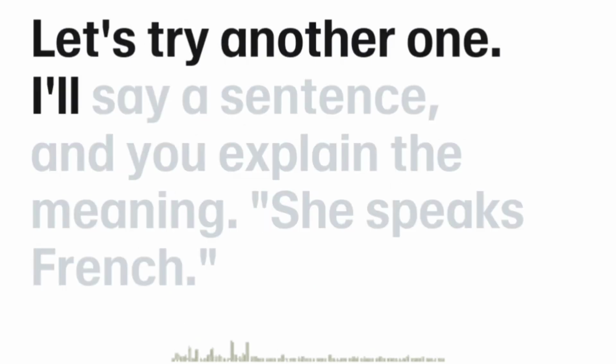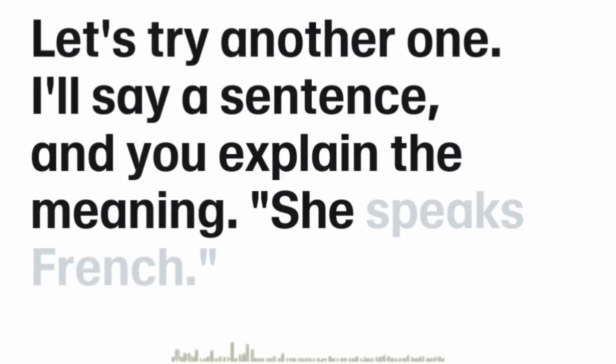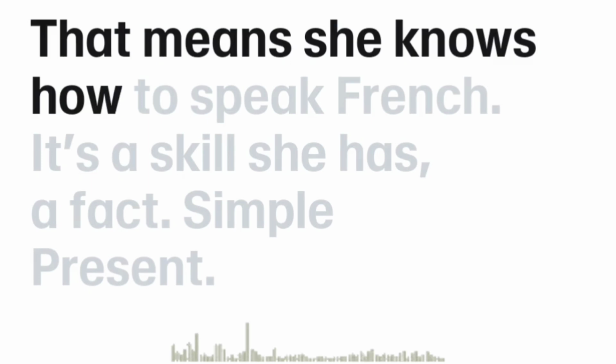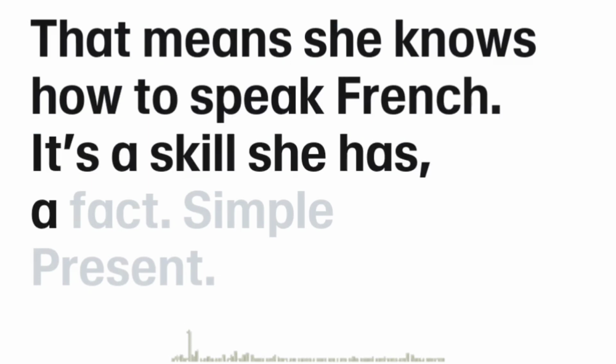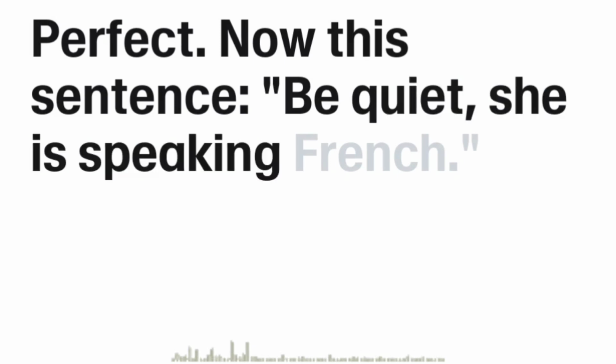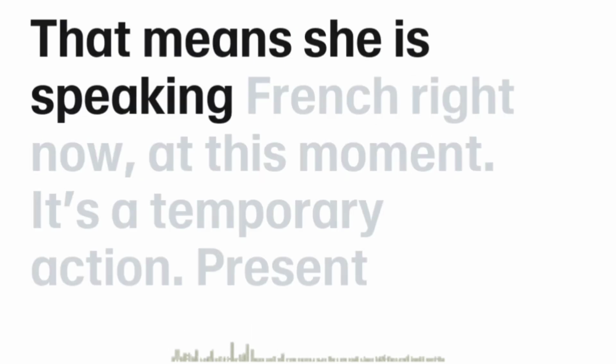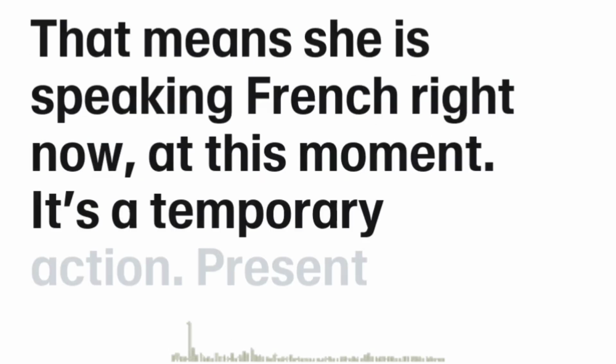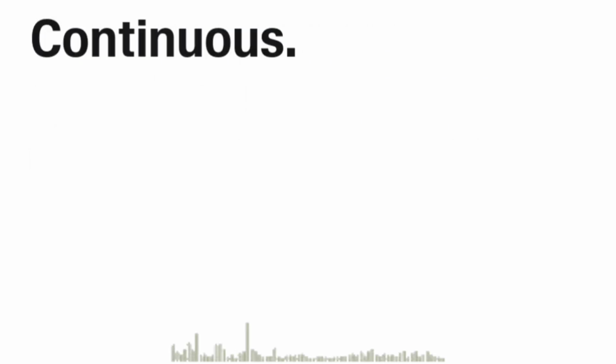Let's try another one. I'll say a sentence and you explain the meaning. She speaks French. That means she knows how to speak French. It's a skill she has, a fact, simple present. Perfect. Now this sentence. Be quiet, she is speaking French. That means she is speaking French right now, at this moment. It's a temporary action, present continuous.